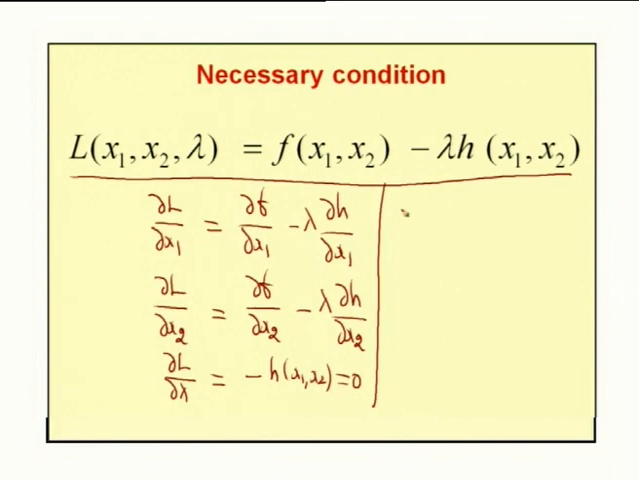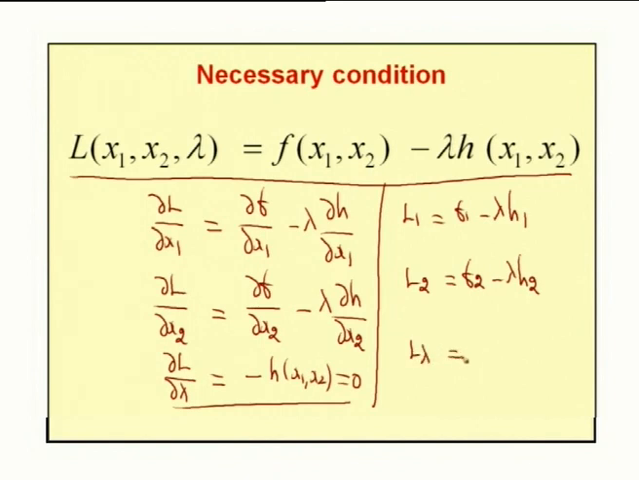These three equations in short form can be written as L1 equal to f1 minus λ into h1, and this equation is written as L2 equal to f2 minus λ into h2, and the third equation ∂L/∂λ equal to minus h(x1, x2) equal to 0 is written as Lλ equal to minus h. So, for a given nonlinear programming problem, in order to get the optimum value, the necessary conditions are L1 equal to f1 minus λ h1, L2 equal to f2 minus λ h2, Lλ equal to minus h.